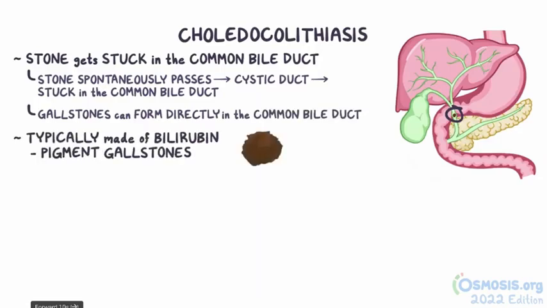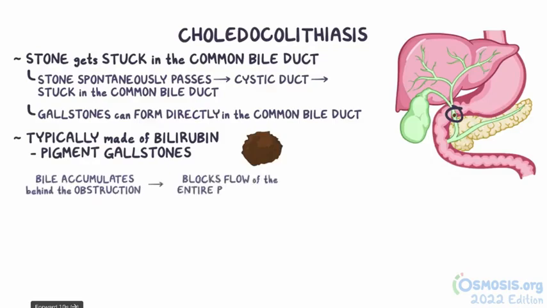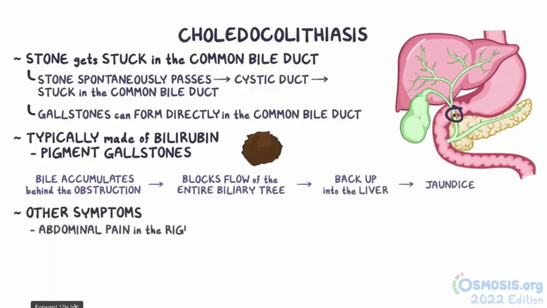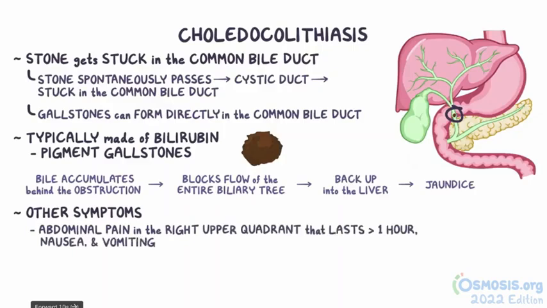Those are typically made mainly of bilirubin and are called pigment gallstones. The risk factors of choledocholithiasis are similar to the ones for cholelithiasis. In choledocholithiasis, bile accumulates behind the obstruction, which blocks the flow of the entire biliary tree, and in some cases can back up into the liver, resulting in jaundice. Other symptoms include abdominal pain in the upper right quadrant that lasts more than an hour, as well as nausea and vomiting.